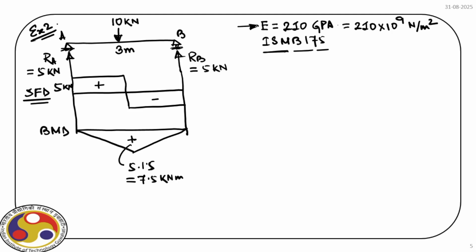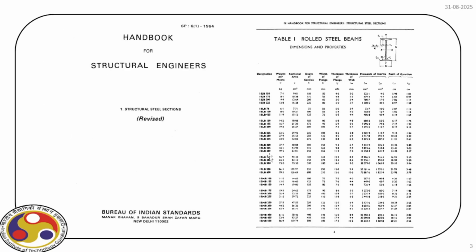Now the section is made of ISMB 175. Now this is a very standard section. Actually, for all steel sections, we have a handbook. This is used in steel design. So this handbook gives these kind of detailed tables, and here you can see the properties of different IS sections are given. Now out of that, we have used ISMB 175, that means it is here.